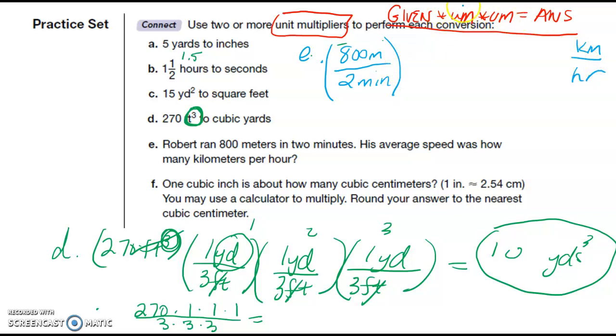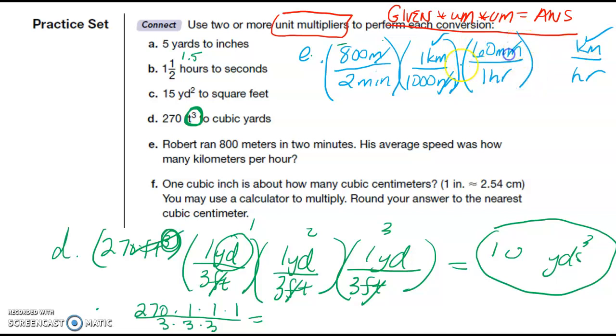So we're using our formula, given times unit multiplier, however many, equals our answer. Let's convert meters to kilometers. I know that there are 1,000 meters in 1 kilometer, so I have my top unit. Then let's convert the bottom unit: 60 minutes in 1 hour. So I have my hours in the bottom, so this is what it's going to look like.